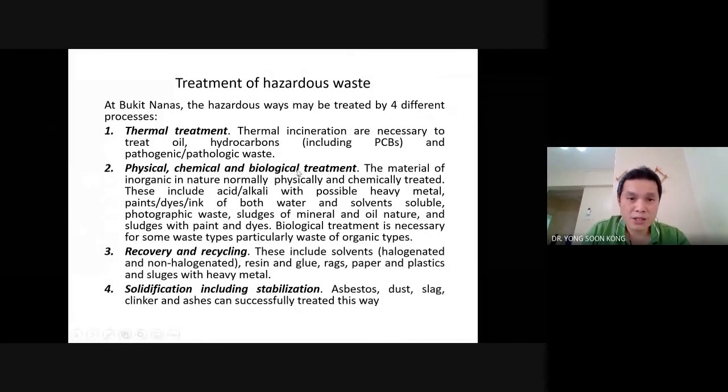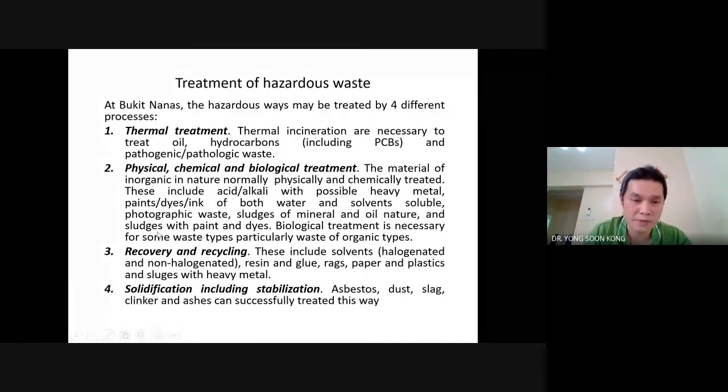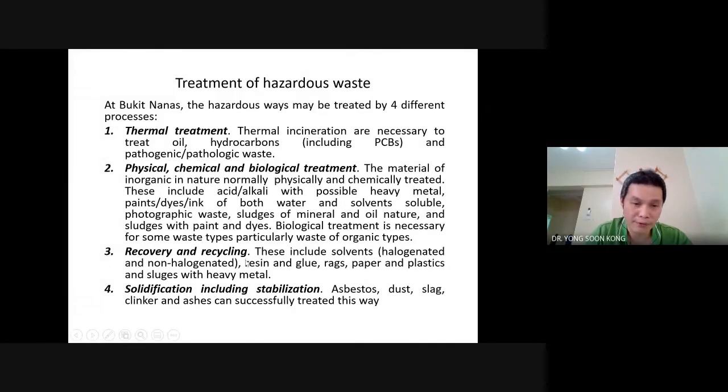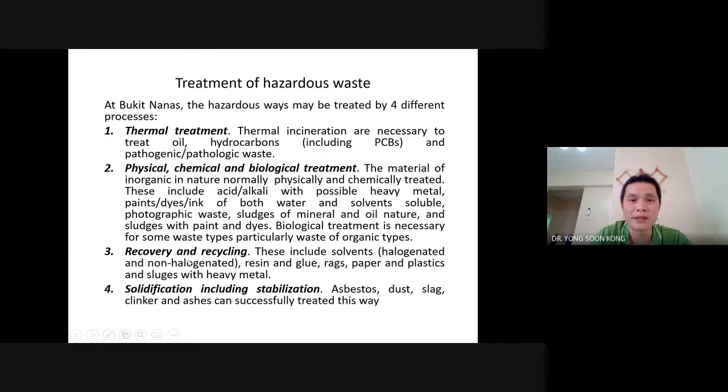So treatment of hazardous waste: heat treatment, physical, chemical, and biological. I have explained earlier, so you can hear from my previous video. And then recovery and recycling, this is the one that we prefer. This is what we call waste management by recycling. So why is recycling preferred? Because the energy expenditure is very low. It is much lower than the others.